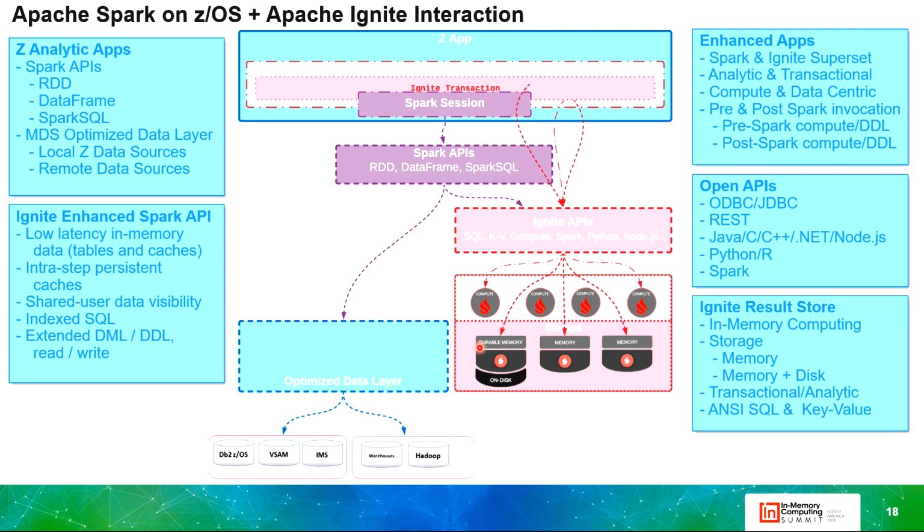So when you put those things together, a Z application can have enhanced capabilities that use your Spark and Ignite superset. You can have analytic and transactional processing. You can use compute elements, not just data access. You can do pre and post Spark execution. So if you need some DML ahead of time, create some tables. If you need to do some post SQL, like you want to do an aggregate calculation and update your data set, you don't have to create a data frame for that. You can just issue an update. Boom, you're done. So there's a huge advantage to having a superset of Spark plus Ignite in that runtime platform.